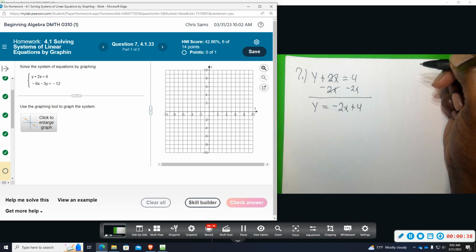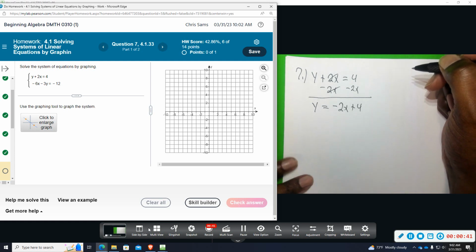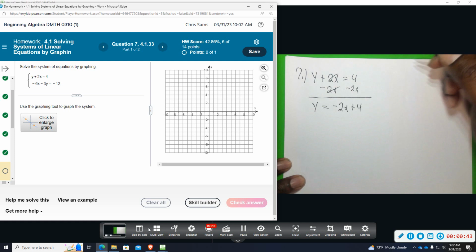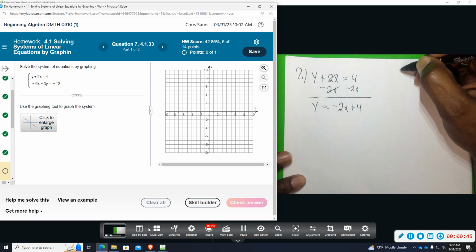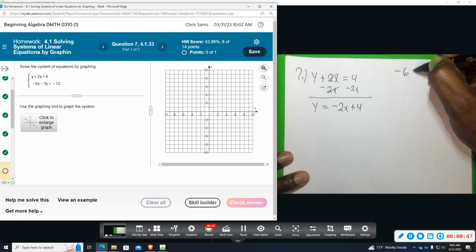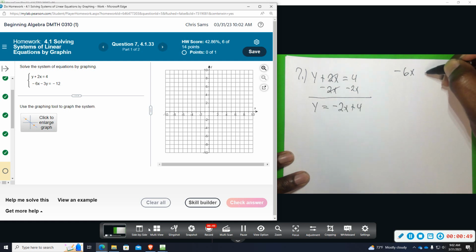Okay, so I'm going to graph this one in slope-intercept form. The second equation is in standard form, negative 6x minus 3y equals negative 12. This one would take a little bit more work to get in slope-intercept form, so I'm just going to graph it by finding the intercepts.